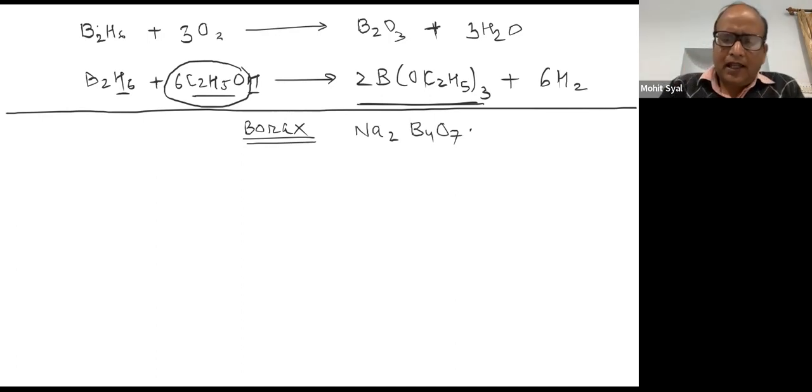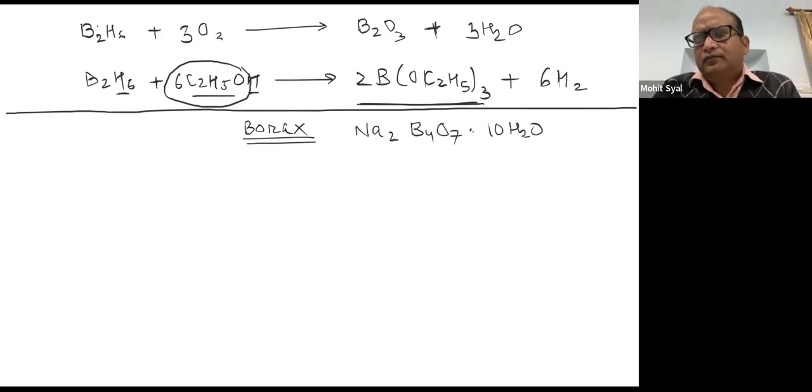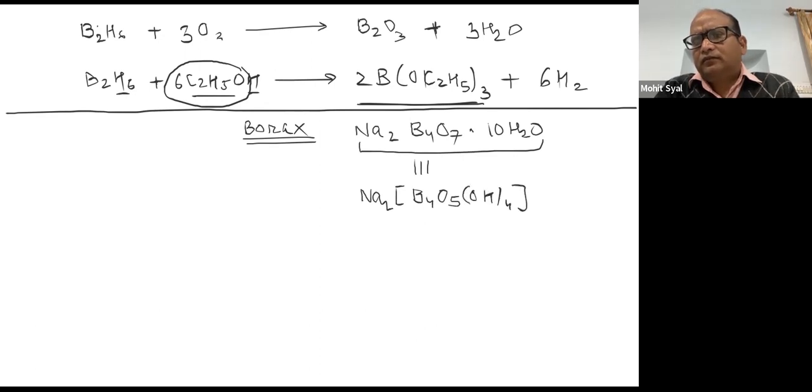It is having formula Na2B4O7.10H2O, or if I mention it in detail, it is having a formula of Na2[B4O5(OH)4]. This is the formula of borax. That is a white powder. It is used in eye wash. It is used as an antiseptic. Okay.